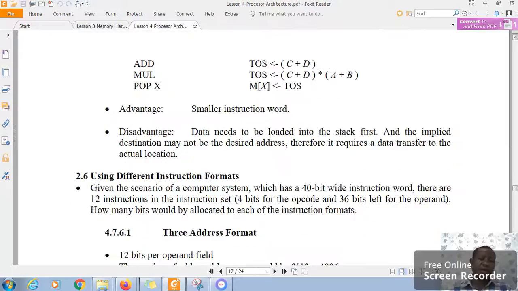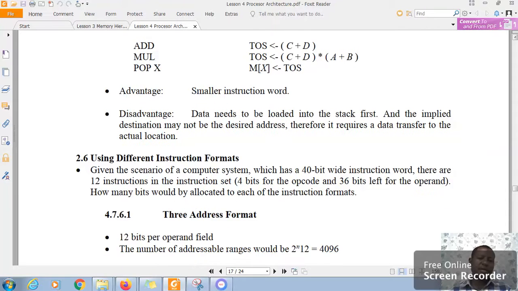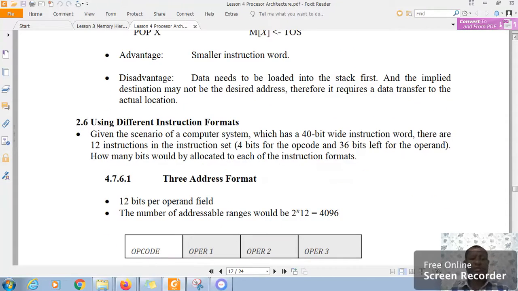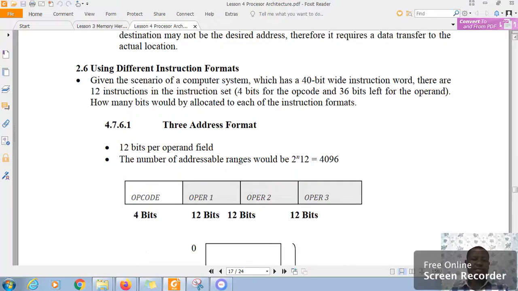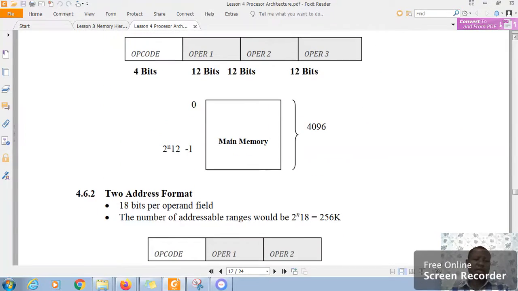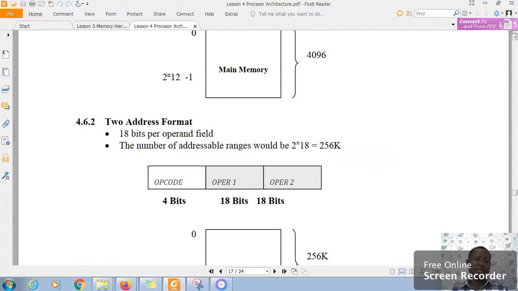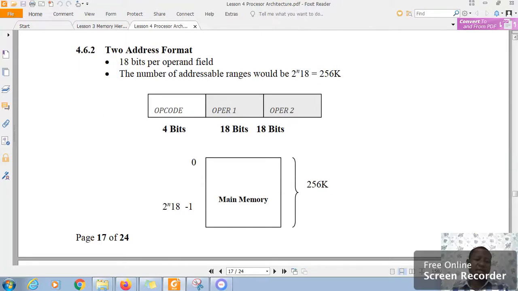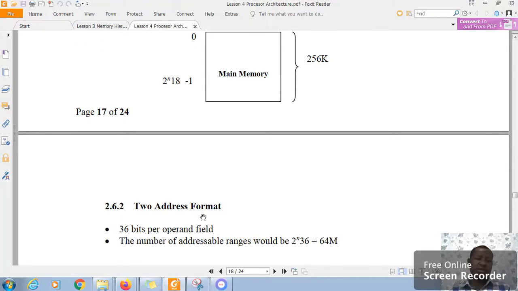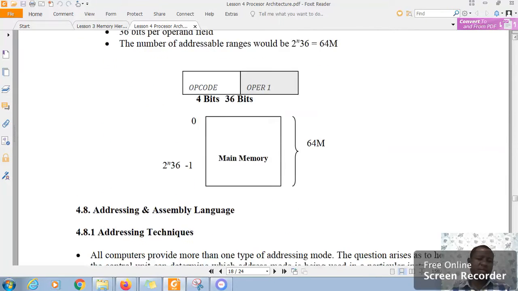Now, I would like us to see that we can use different instruction formats, as we have seen. You can either use the single address or the two address format like you can see here. You can also use the two address format with 6 bits per operand field. The number of addresses would be 2 to the power 6, which is 64.